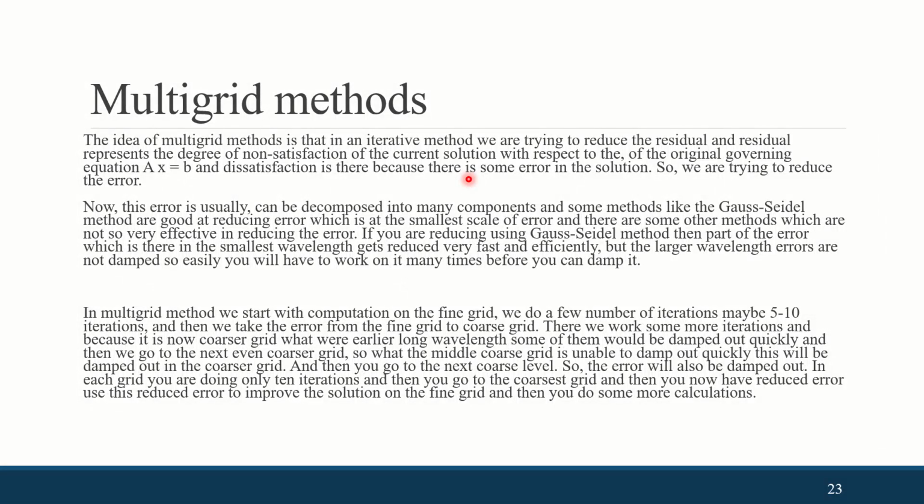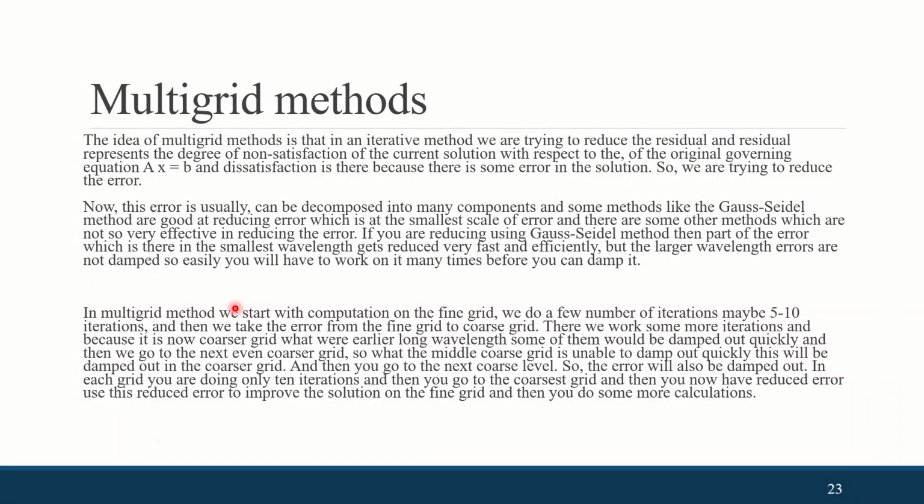There are some other methods which are not very effective in reducing the error. If we are reducing using the Gauss-Seidel method, then the part of the error in the smallest wavelength gets reduced very fast and efficiently, but the larger wavelength errors are not damped so easily. You will have to work on it many times before you can damp it.